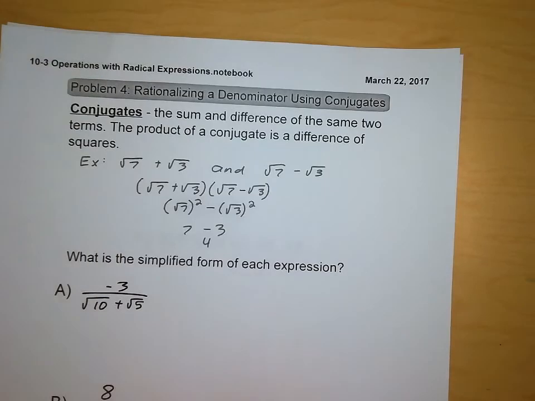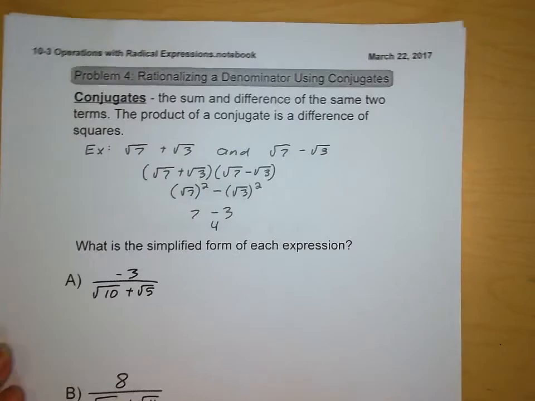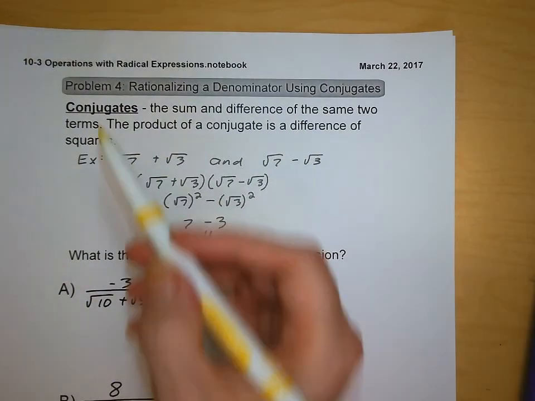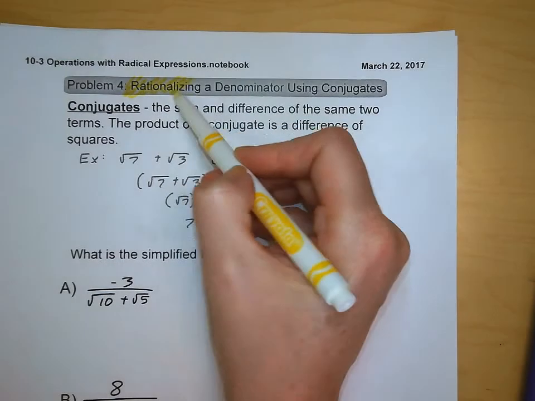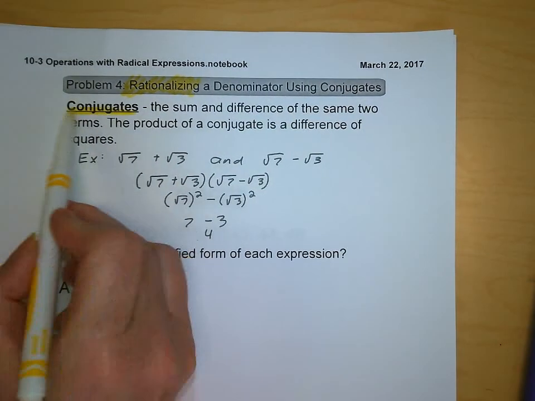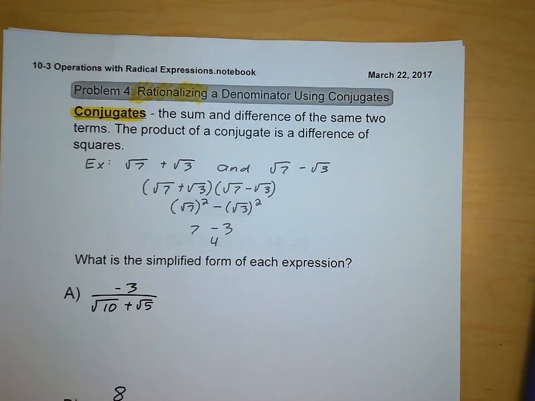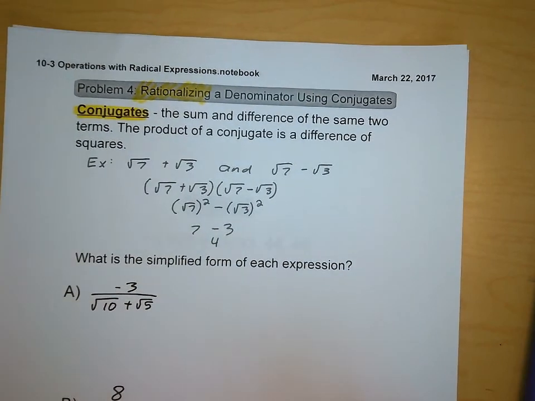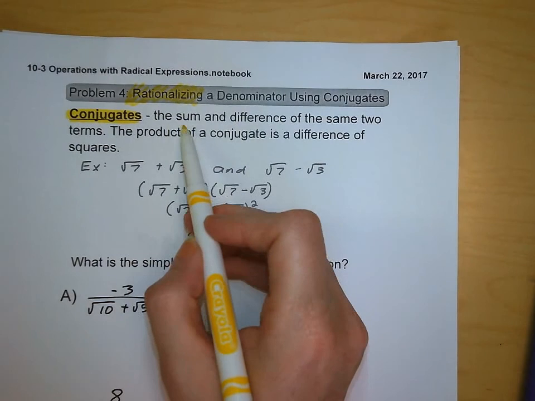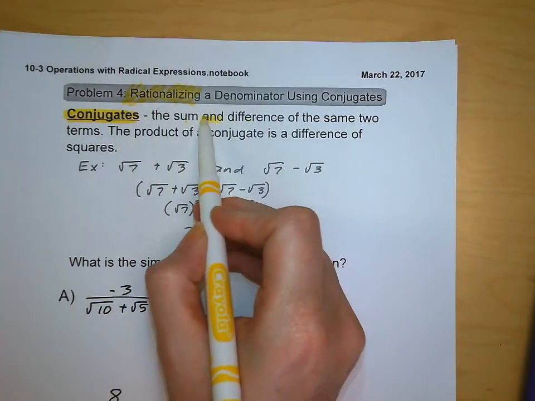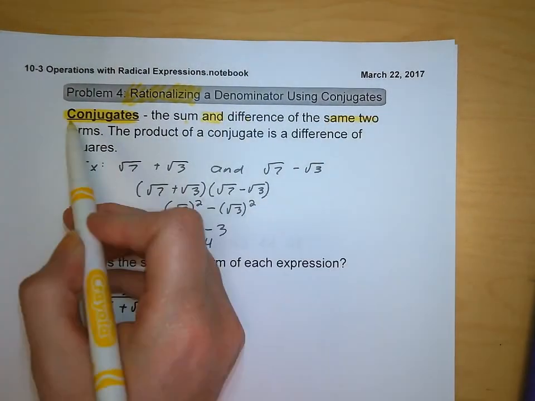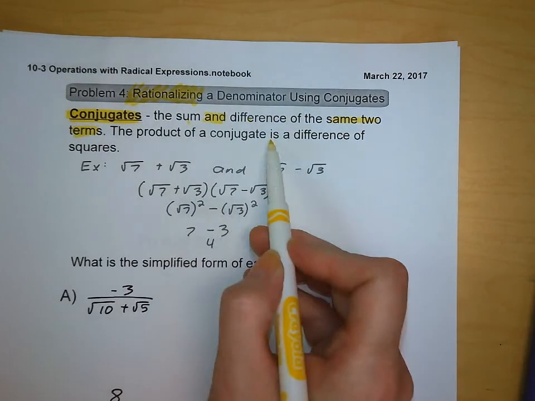All right. Now for problem 4. Rationalizing a denominator using conjugates. A lot of big words there, so let's walk through it. You're going to have to repeat this section a couple times and really make sure you practice it. So, a conjugate is the sum and difference of the same two terms. The product of a conjugate is the difference of squares.